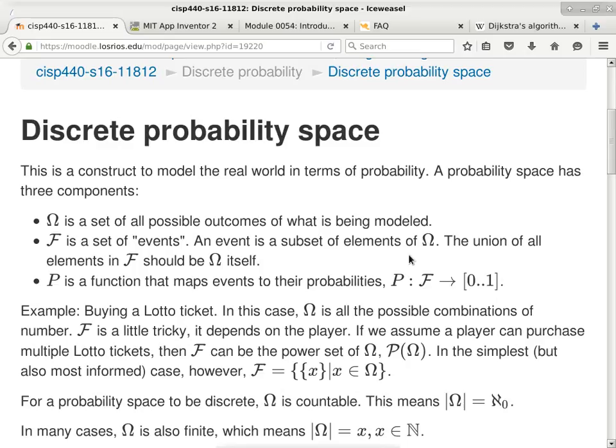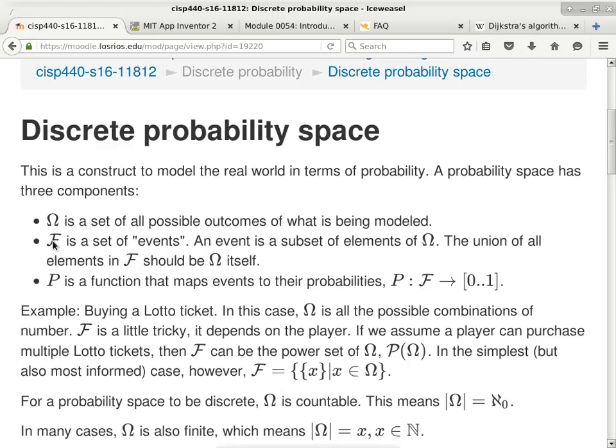All right, so this is an important one because we talk about discrete probability space specifically. It's basically a construct to model the real world in terms of probability, but only when things are discrete, okay? The probability space has 3 components. Omega is the set of all possible outcomes of what is being modeled. So in the case of what we just worked on earlier, omega is basically the set of all possible tickets. And we have 3.5 something million of those tickets. Is that okay? So omega has 3.5 million elements, each element being a possible ticket in that particular system.